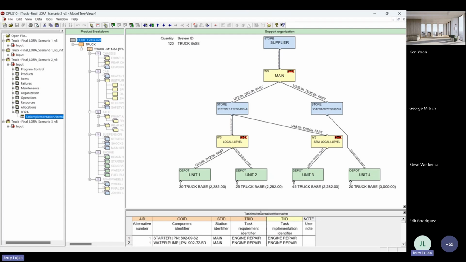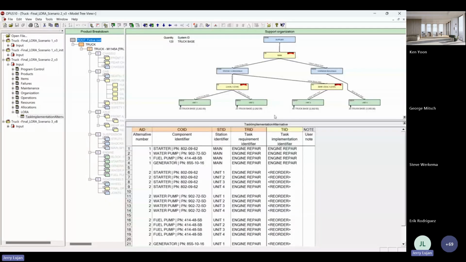And this presentation this morning is not meant to make anybody an expert on how to use Opus. It's simply about the capabilities of Opus 10 when it's performing a LORA. So if you're a current user and you want to know more about this, it's actually contained in our Opus 10 Advanced course.